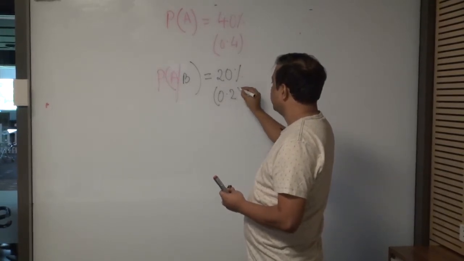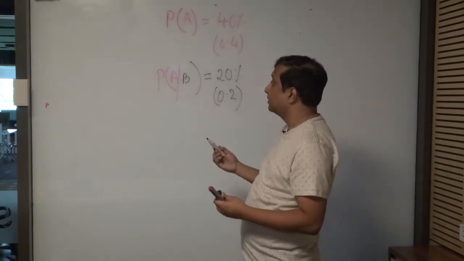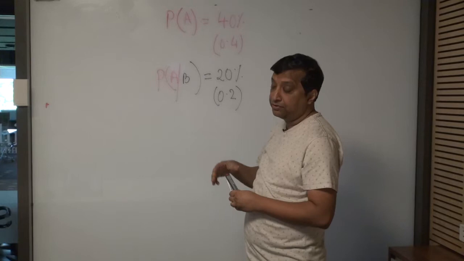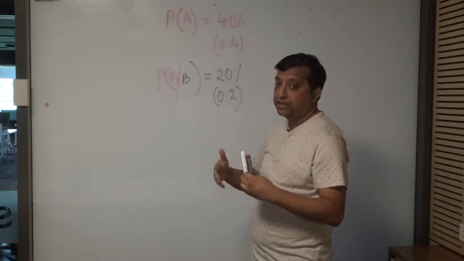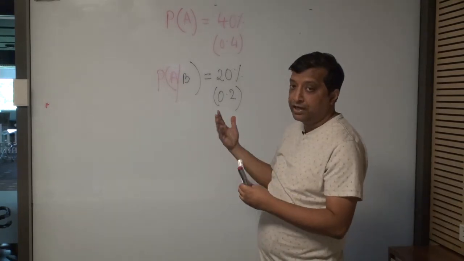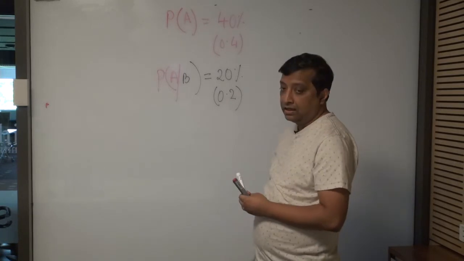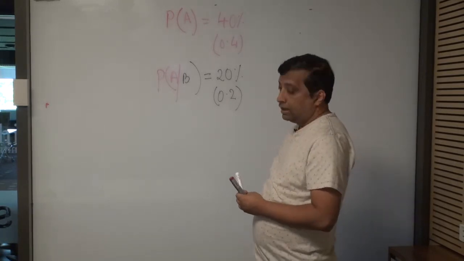So that's the difference between unconditional and conditional probability. Unconditional probability gives you the chances of iPhone sales going up in general, but conditional probability is specific. Under a certain condition, what will be the chance of iPhone sales going up? And in this context it comes down to 20%.